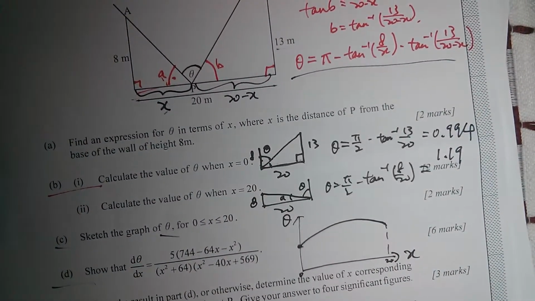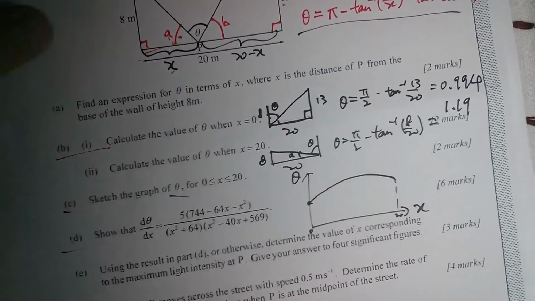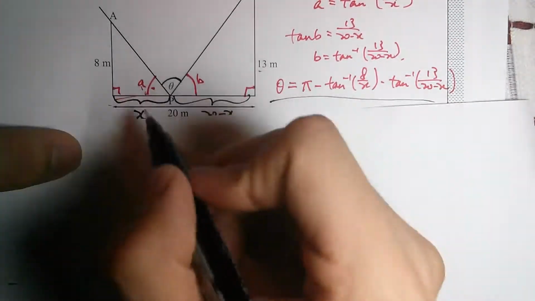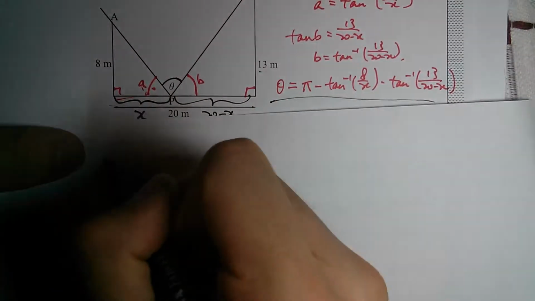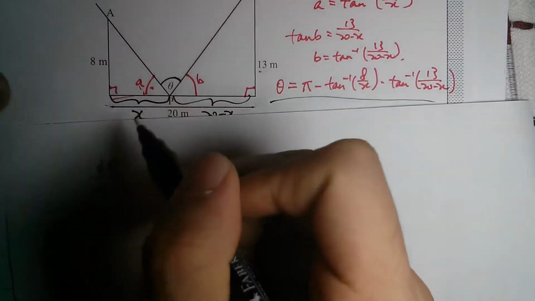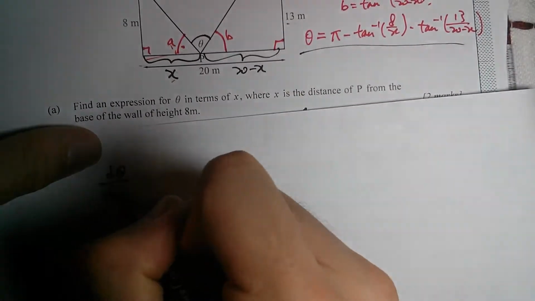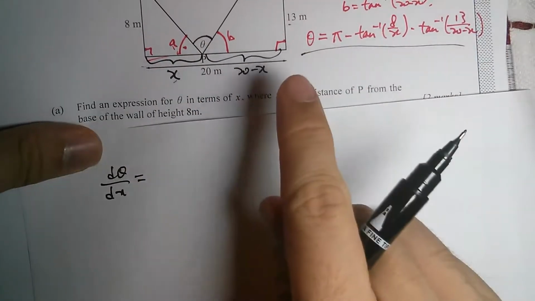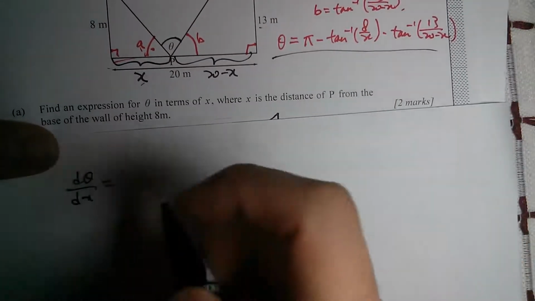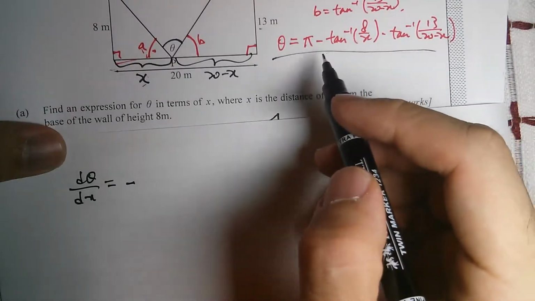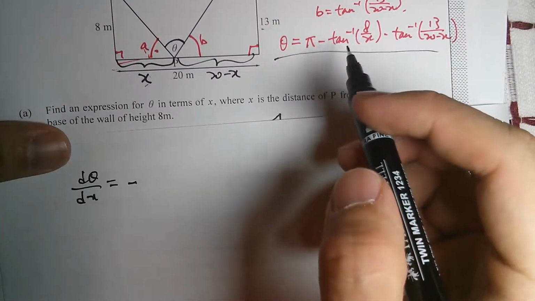Next, show that I need to differentiate stuff. Okay, so let's do that. Theta is here, so differentiate theta with respect to x. d theta dx: pi, remember pi is just a number. Differentiate a constant, a number, you get 0, minus arctangent. How do you differentiate arctangent?